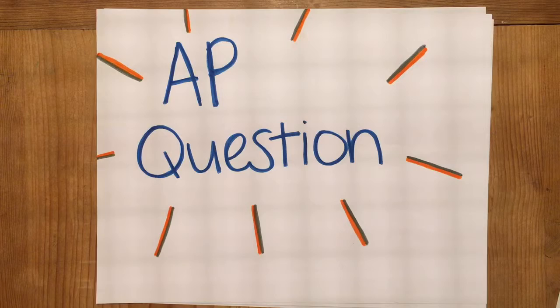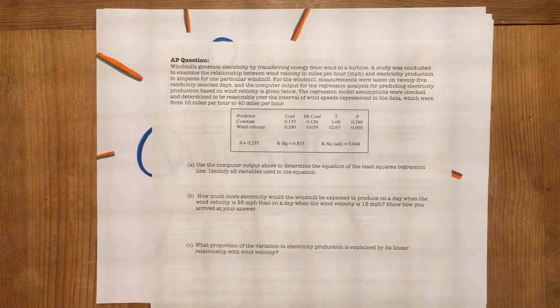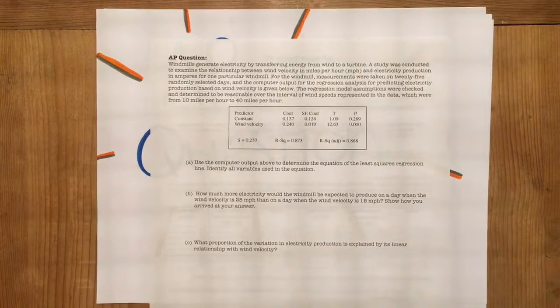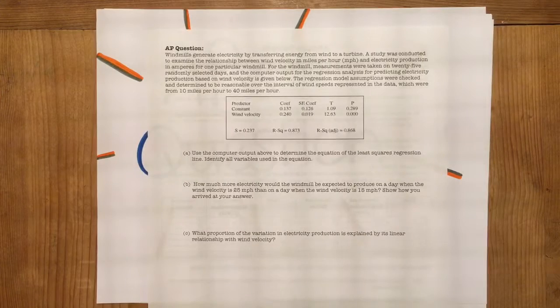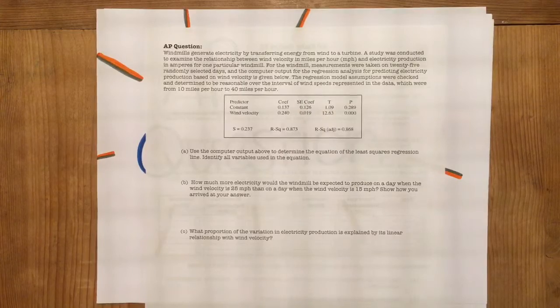The last question is the AP question, and the AP question talks about windmills generating electricity by transferring energy from the wind to a turbine. So it talks about a study of the relationship between wind velocity and electricity production in amperes. So the first question says to use the computer output that's given to determine the equation of the least squares regression line, and then to identify all the variables used in the equation.